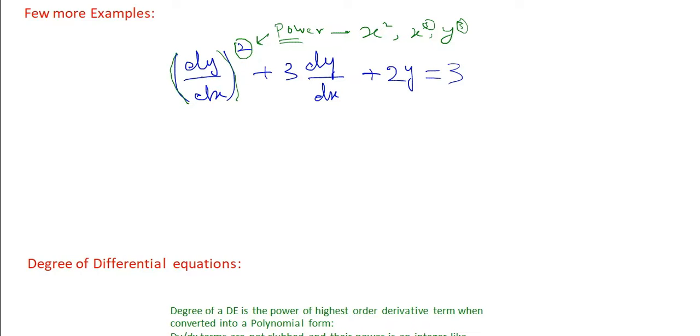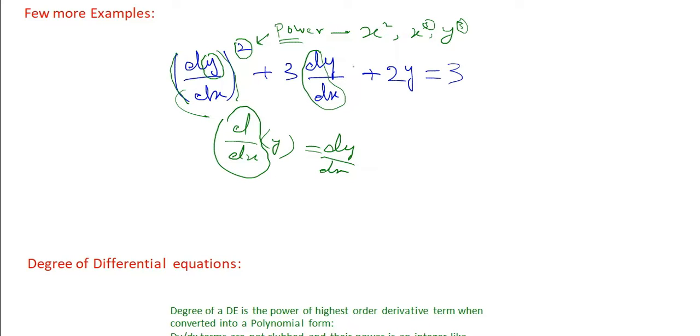Order is how many times you have differentiated the dependent variable y with respect to the independent variable x. Here it is like d by dx of y, which we write as dy by dx. So only one time d by dx is applied, so this is a first order derivative. Here again, only one time d by dx is applied to y, so this is again the first order derivative.